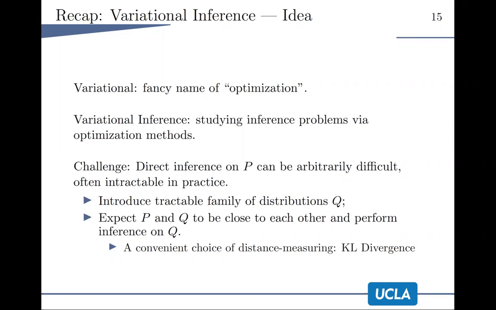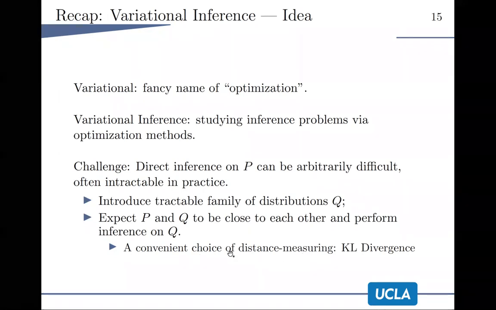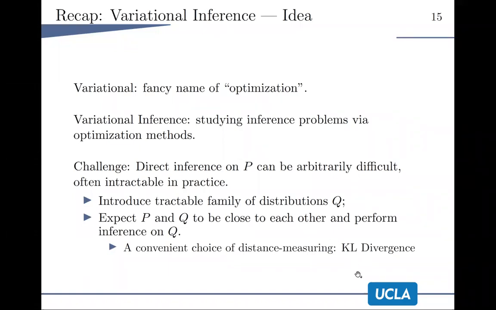And then we expect P and Q to be close to each other, and we can perform variational inference on them. Basically we are using Q to help us turn the problem into an optimization problem. A very convenient choice of measuring how far distribution P is from Q is the KL divergence.